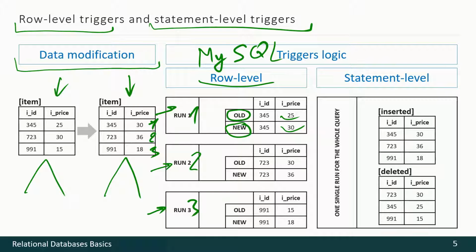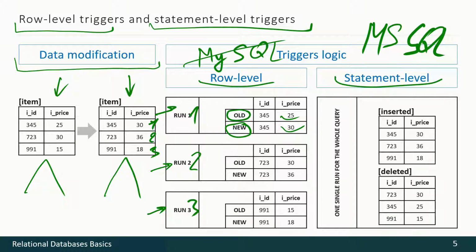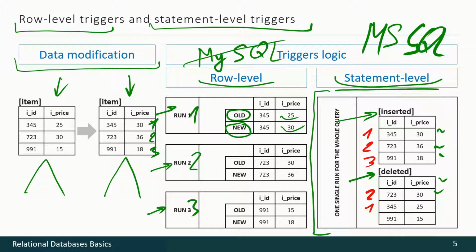But for instance, if we have not MySQL but Microsoft SQL Server, we have statement-level triggers there, and statement-level triggers are executed once per the whole statement, the whole query. Inside the trigger we have such virtual tables as inserted with new values and deleted with old values. And there is a huge problem here. The order of these records in these tables is not the same. You may see it here.